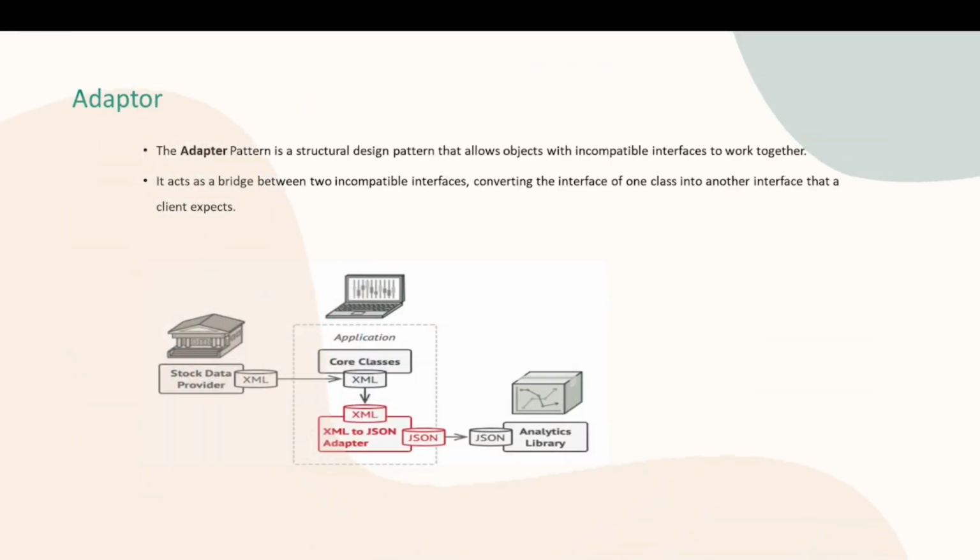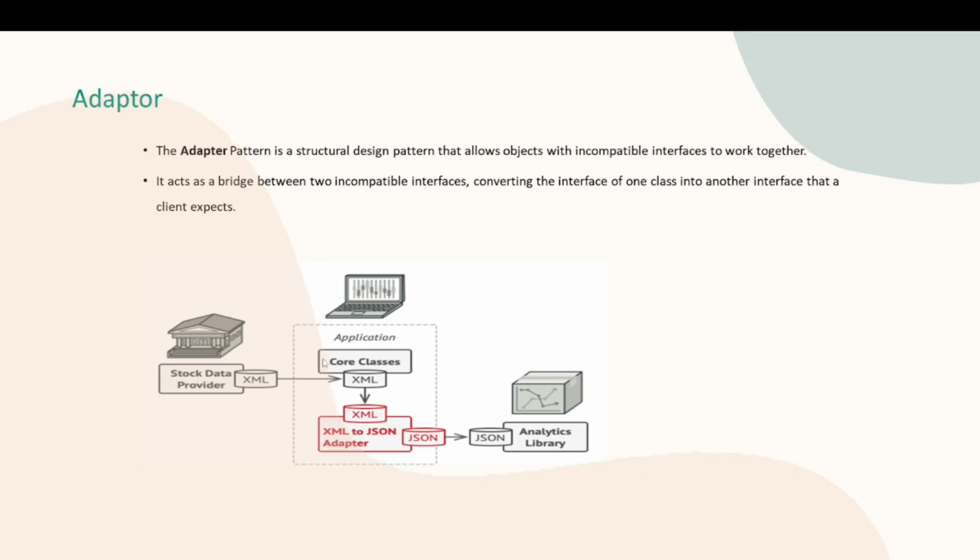So, the adapter pattern. As the name suggests, it is used to connect things that are not compatible. The adapter pattern allows objects with incompatible interfaces to work together. It acts as a bridge between two incompatible interfaces, converting the interface of one class into another interface that the client expects. That is what the adapter pattern usually does.